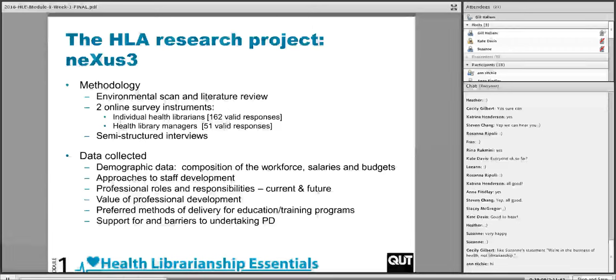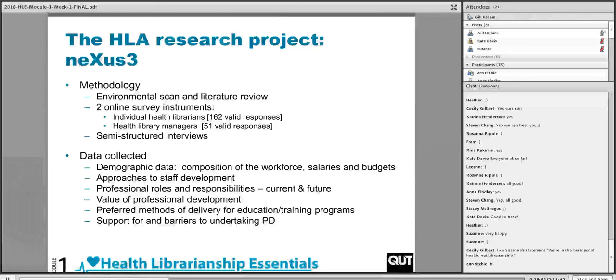And then after that, a series of semi-structured interviews. What we were looking for, the data that we collected, was around the demographics of the workforce, the health library workforce. So we did get an in-depth picture of what was happening there. Specifically looking as well at career aspects, so approaches to self-development, the current and future roles and responsibilities of people working in the sector, and then a little bit more about what sort of programs people like, what they get value from in terms of their own skills development, and whether there might be any barriers or opportunities there.